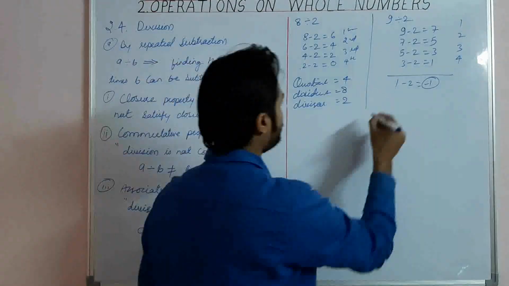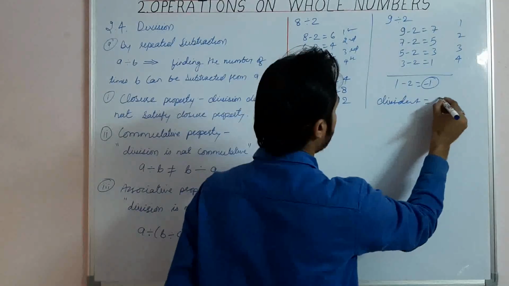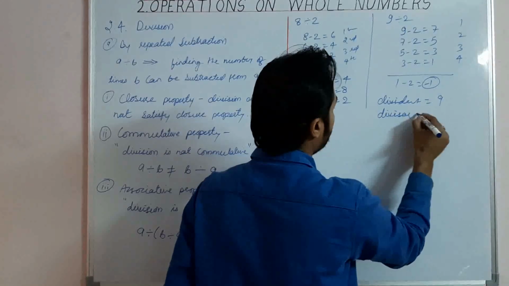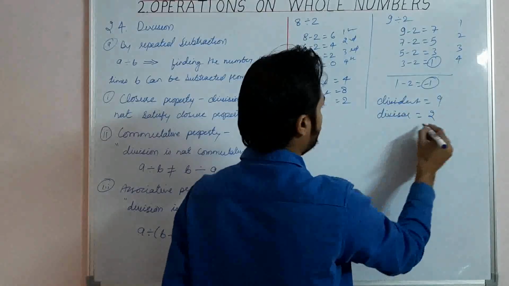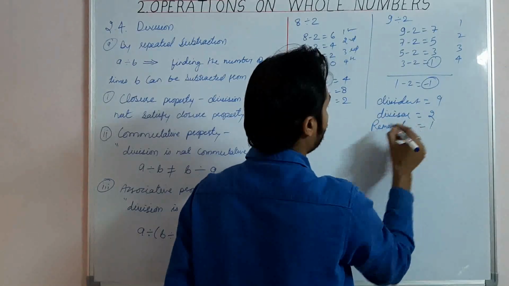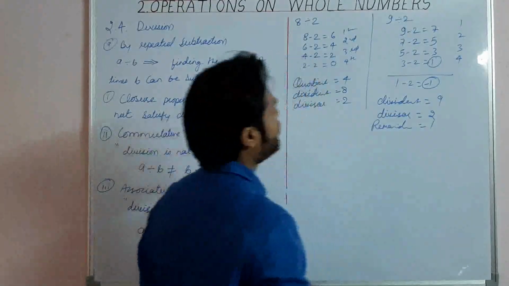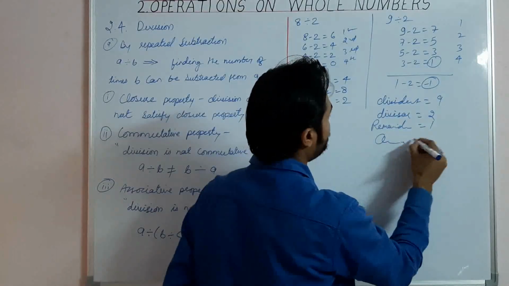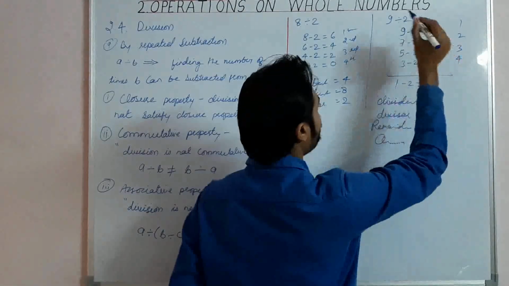So here dividend is 9, divisor is 2, 1 is our remainder, and if we wish to know the exact quotient, then we will find quotient is 4 and half, because 1 is half of 2.